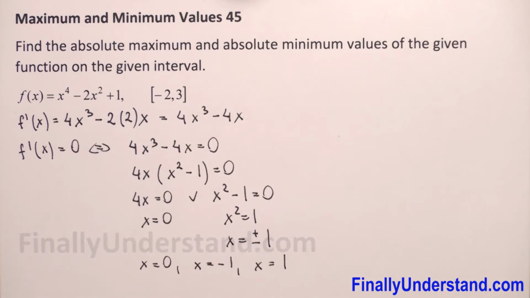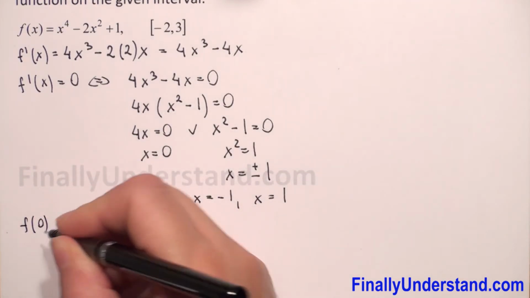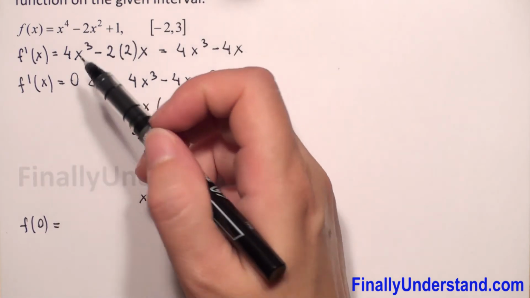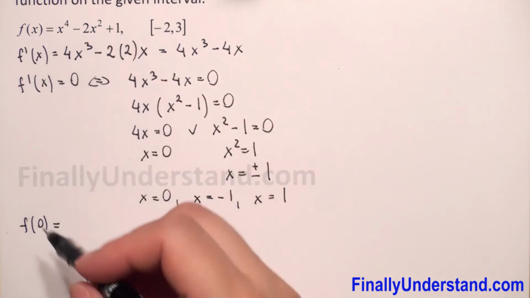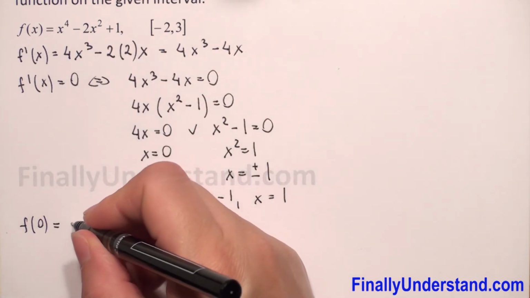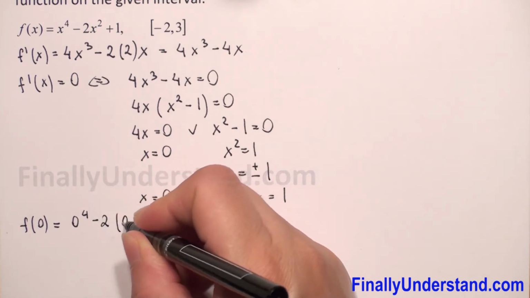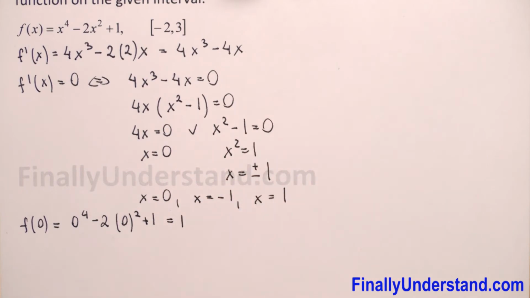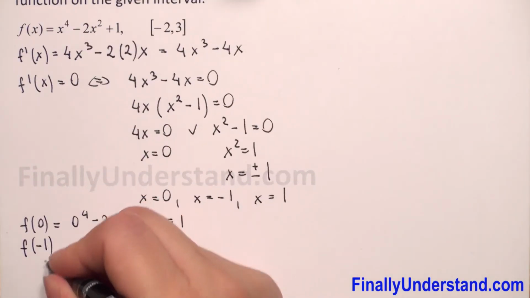So first, we calculate f of 0. So it means we have to replace x's in our original function by 0. So it will be 0 to the power 4 minus 2 times 0 to the second power plus 1. This is equal to 1.